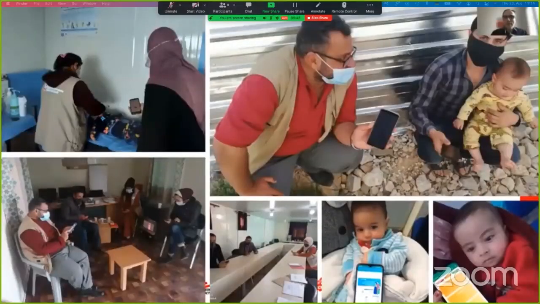In general, parents in the camp have smartphones, mainly Android phones, and they have access to the internet, but they don't really know what to trust. And this app came at a very good time to match the need of the parents.